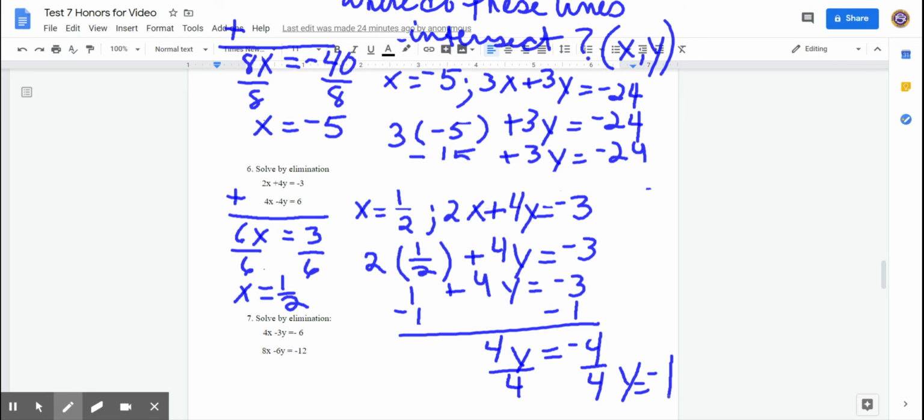So now I have a value for x, which is 1/2, and I have a value for y, which is -1. So those two lines, if you were to graph them, would intersect at the point (1/2, -1). And again, you can plug them into the original equations to make sure you get the right answer.